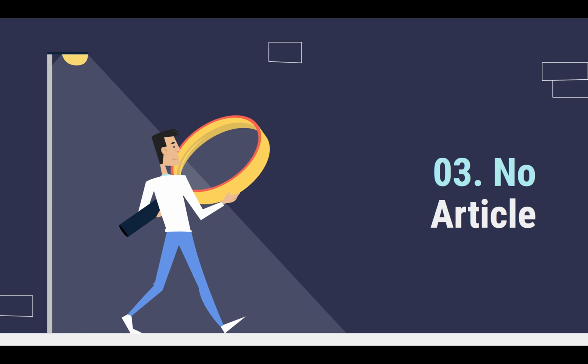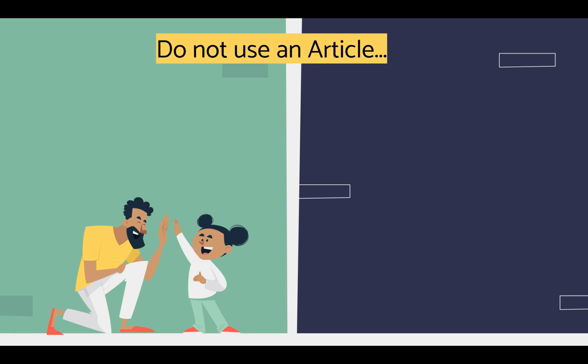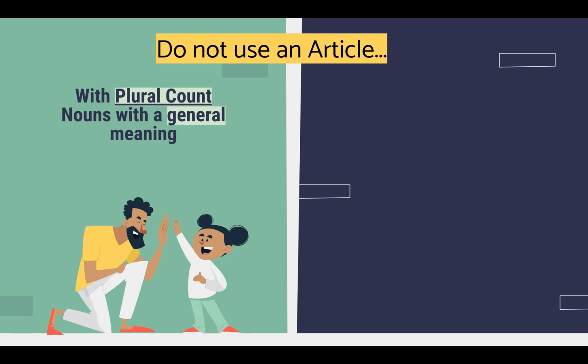Next, let's talk about when we use no article at all, right? So sometimes we use a, sometimes we use an, sometimes we use the, and sometimes we don't use an article at all. Do not use an article with plural count nouns with a general meaning, right? So a count noun is a noun that you can count, such as chairs or books or fingers. And when this is pluralized, right, and has a general meaning, we do not use an article.